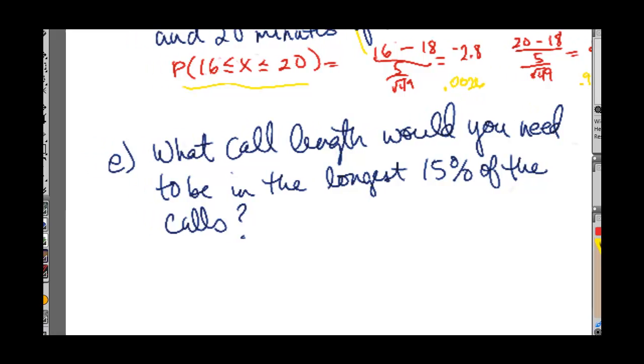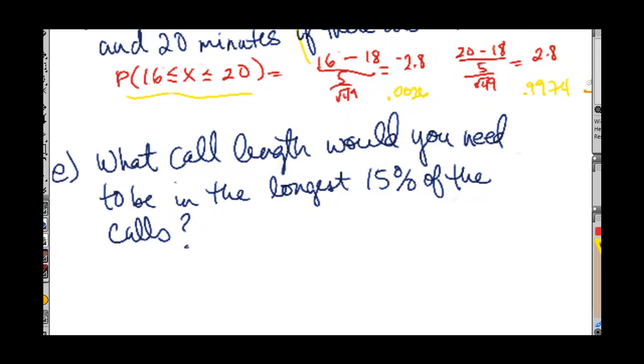This last one often trips people up. It shouldn't. It says, what call length would you need for yours to be in the longest 15% of the calls? Alright, so let's just look at it conceptually. If I have a normal distribution, to be in the longest 15%, my region would have to be right over here. That means this region to the right is 0.15, and then this region to the left is 0.85.